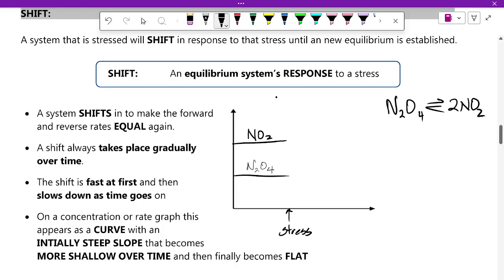Okay, so on our x-axis, we're going to have concentration in molar. And we've got NO2 and we've got N2O4. And let's say the stress this time is an increase in the concentration of N2O4. What should that look like? N2O4 will spike up. We get a vertical spike.